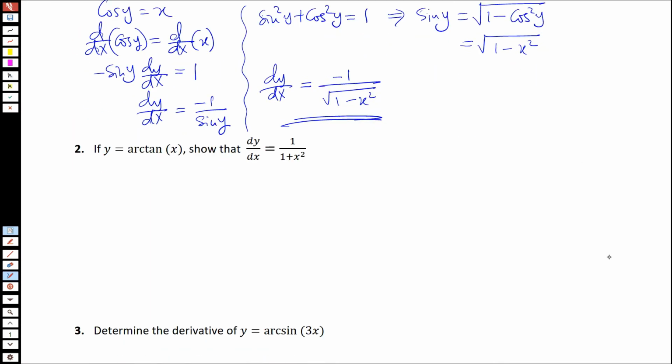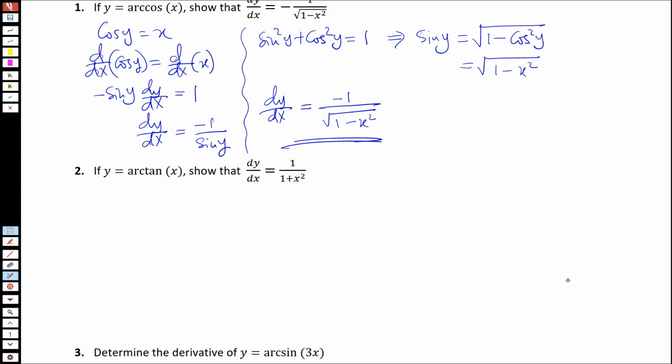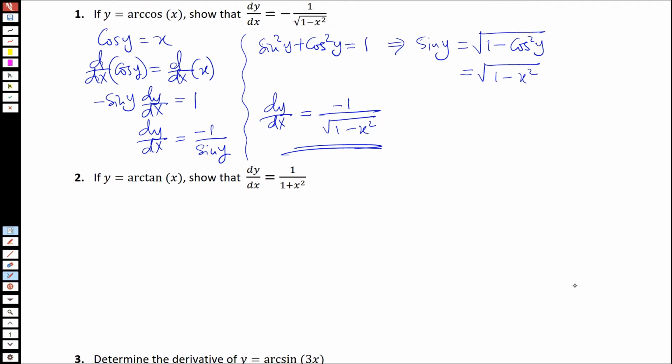In number two, we are required to show that the derivative of arctan x is equal to 1 over 1 plus x squared. And just like what we did previously, we can write it such that we have tan y is equal to x, and then we can differentiate that implicitly.